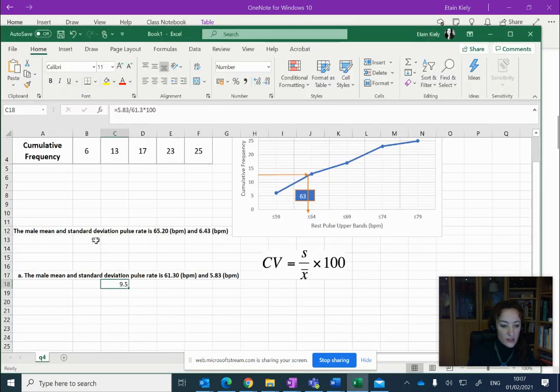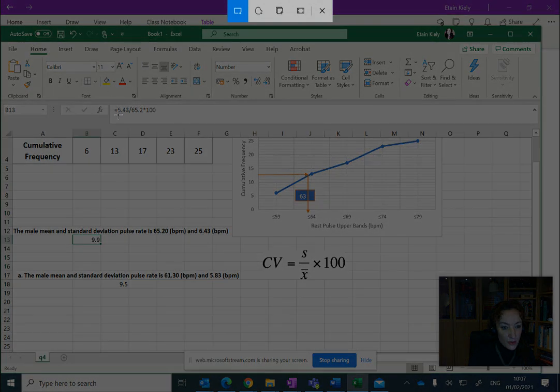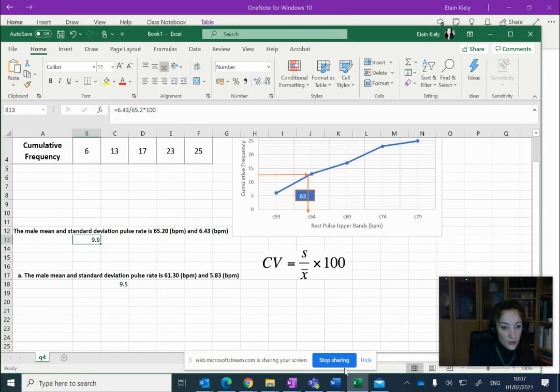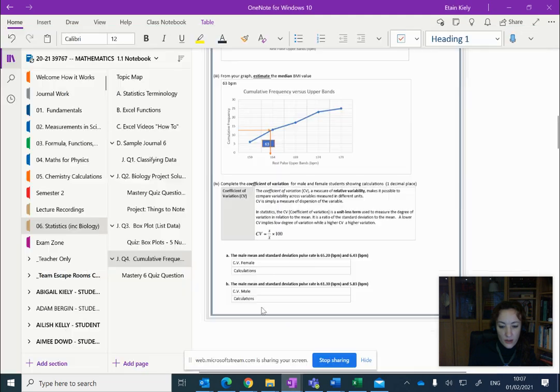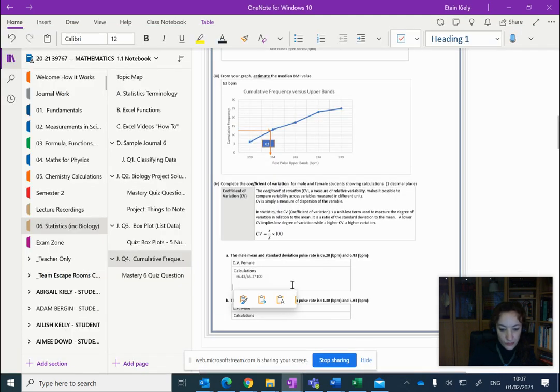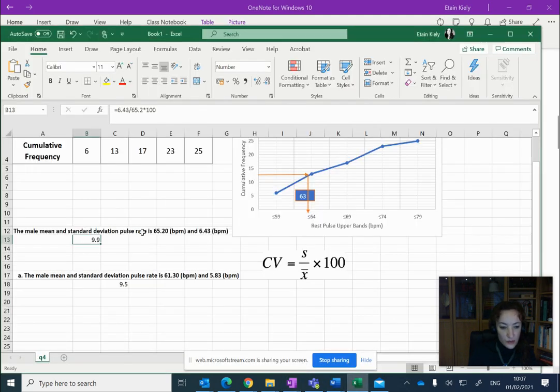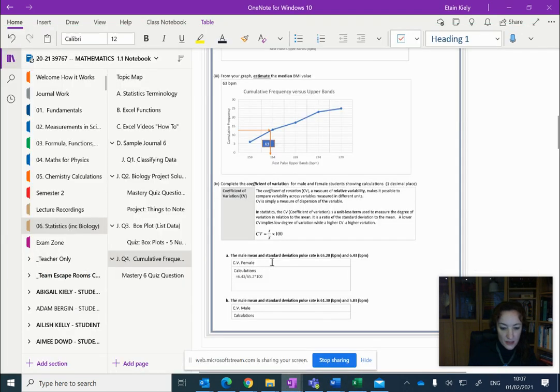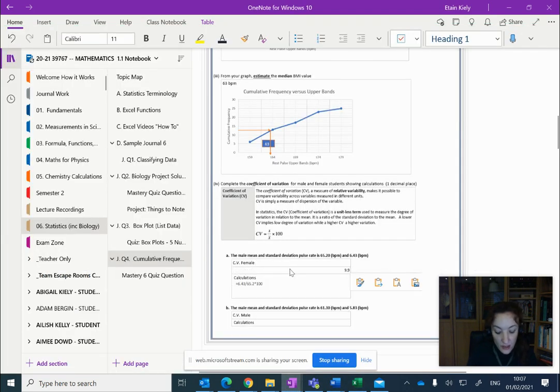So if you want to show your calculations, we can just take a quick snip of the calculation that we did for the female by clicking on the cell. You can bring that in here, and the actual value, which is 9.9. And remember, it's percent because it's a percentage. Okay, and just bring that to the left if I can. And then the same with the male.